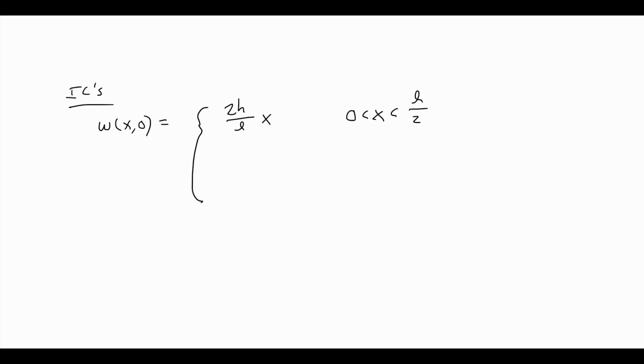Right, so check this. If I put in 0, I get 0 for w, so that's good. If I put L over 2 in, then I am going to get just h, which is what it should be, because at the middle, that height is equal to h. And we see that it has a positive slope, so it's going to be linear in between 0 and L over 2.